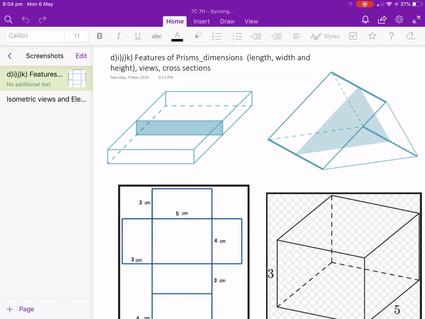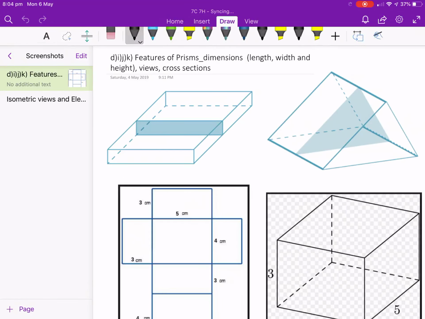Okay, in this screenshot, we're going to be looking at the features of prisms. First of all, we need to be able to identify what is a prism. So, looking at this drawing here, how do we know that that's a prism? First of all, we look at the ends of the prism.